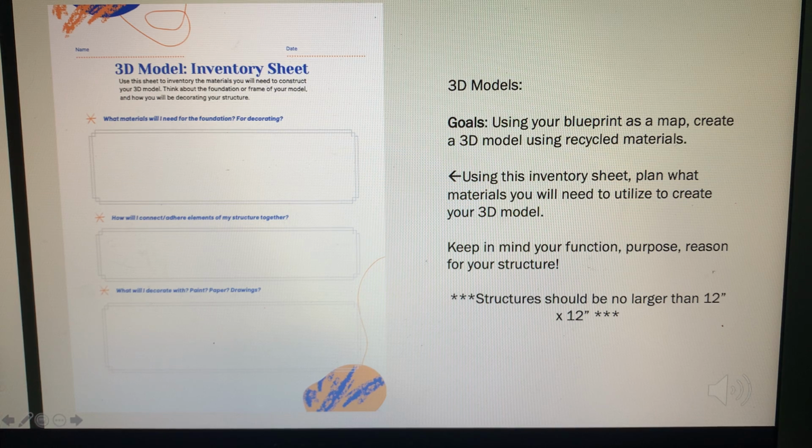They will use an inventory sheet, seen here, to plan what materials they will need to utilize to create their 3D model, how they will connect different pieces together, and they want to keep in mind the function, purpose, and reason for their structure. Their structures must be no larger than 12 by 12 inches.